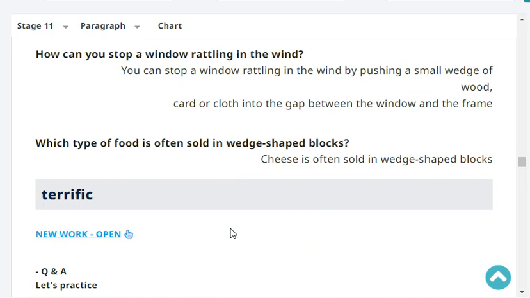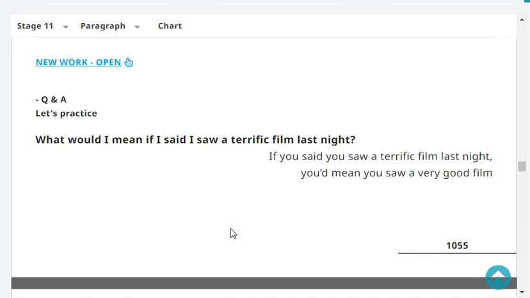Cheese is often sold in wedge-shaped blocks. Very good. What would I mean if I said I saw a terrific film last night?